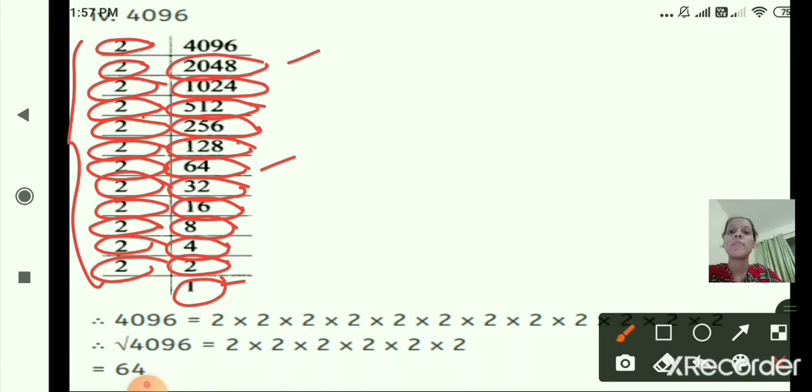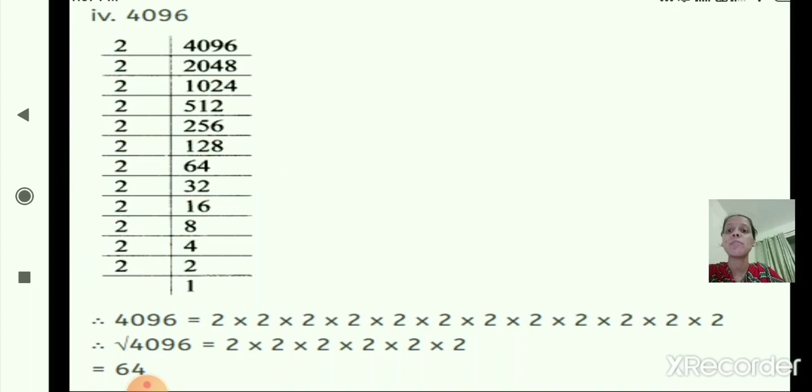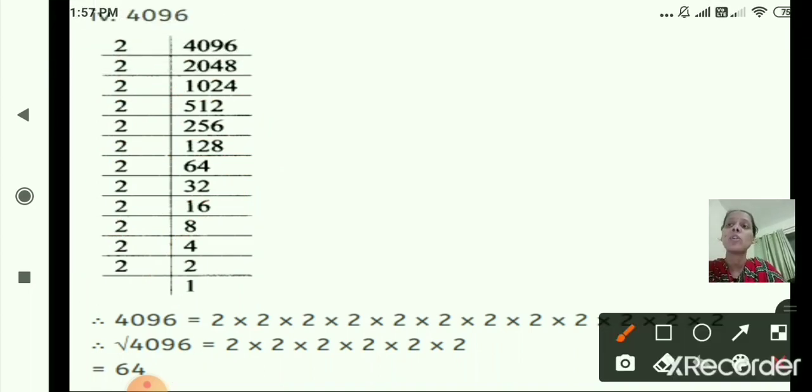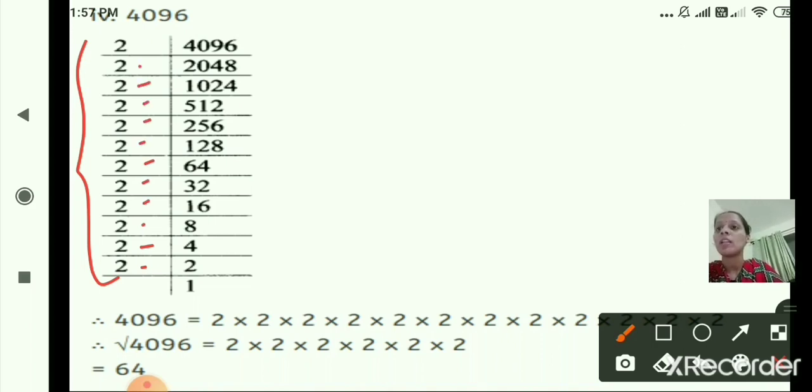So as you can see here, first we will count how many times 2 is there. All the prime factors here are the number 2 only. So we will count this: 1 2 3 4 5 6 7 8 9 10 11 12. So we'll write down here 12 times 2. As you can see, 1 2 3 4 5 6 7 8 9 10 11 and 12. So I have written 12 times 2.